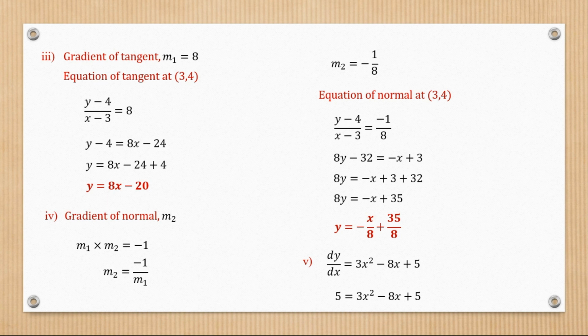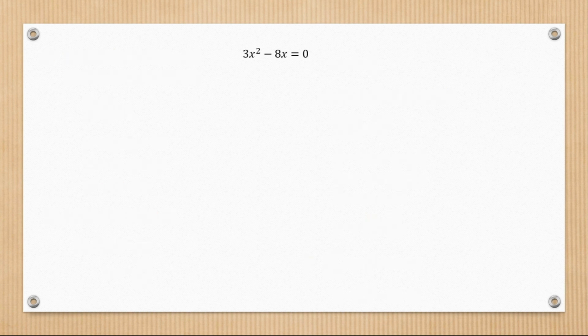So now at this point we've been told that the gradient is 5. So that means that we just place 5 where we have dy dx. So now if I take the 5 to the other side, I'll have 3x squared minus 8x being equal to 0. Now what I can see here is I can factorize out the x, so I have x into 3x minus 8 being equal to 0.